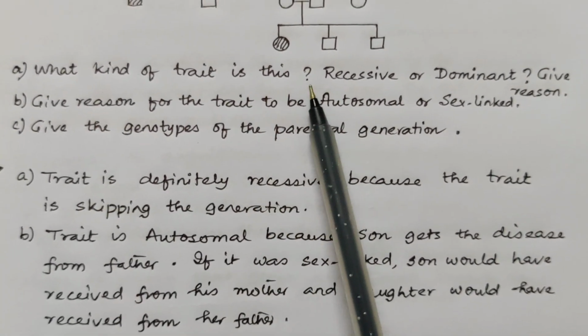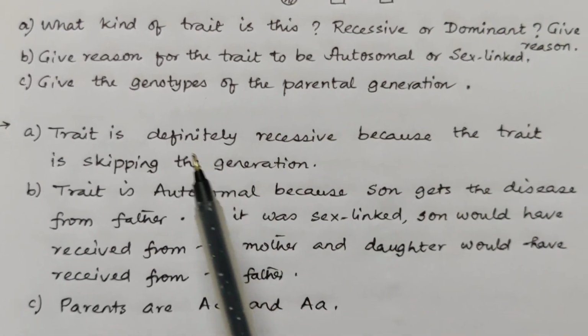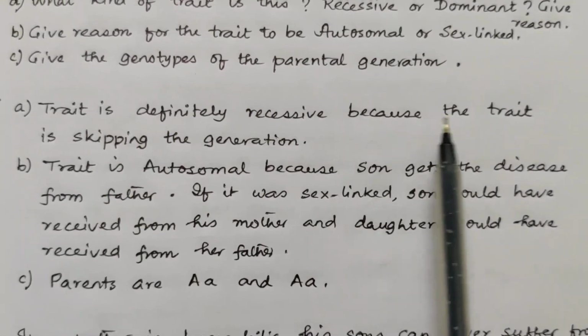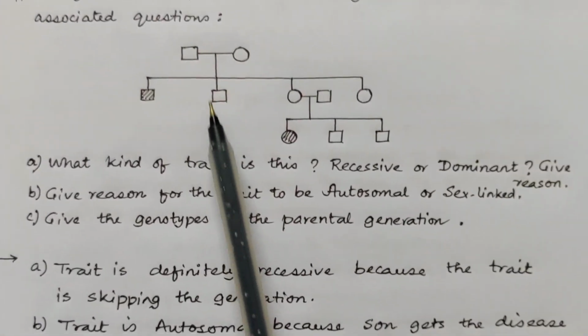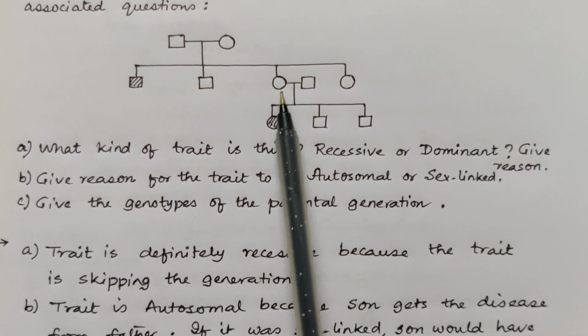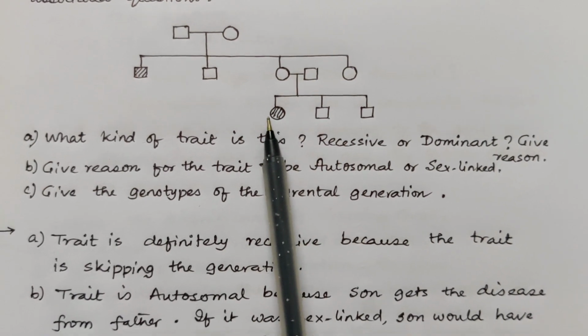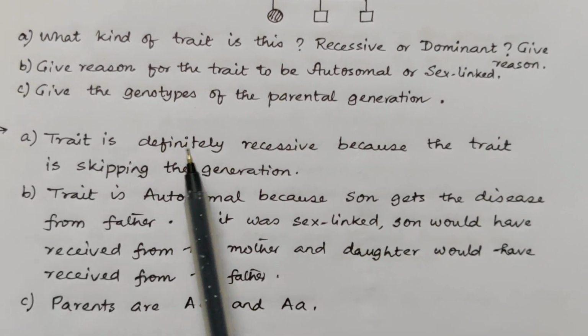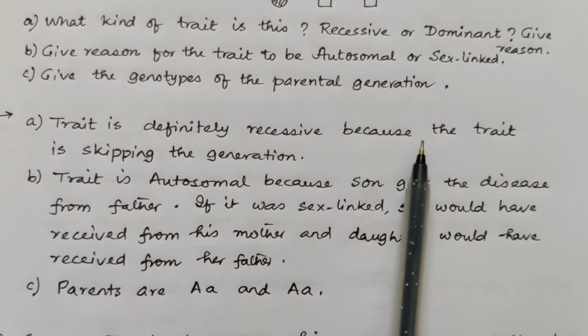Now what kind of trait is this? Recessive or dominant? Give reason. The trait is definitely recessive because the trait is skipping the generation, because parents are not affected and the child is affected. Here also the parents are not affected, child is affected. So this is definitely a recessive trait.